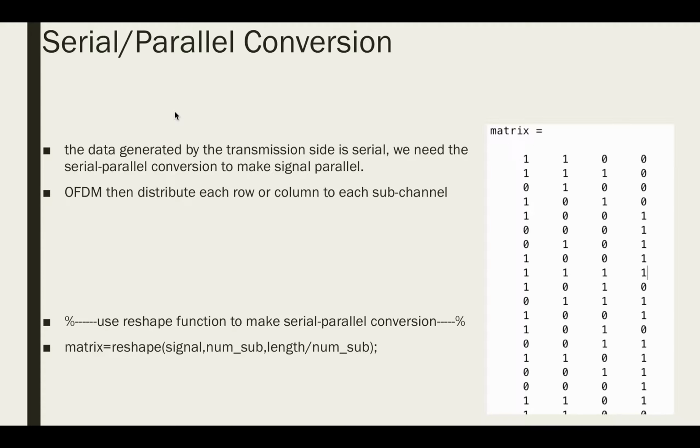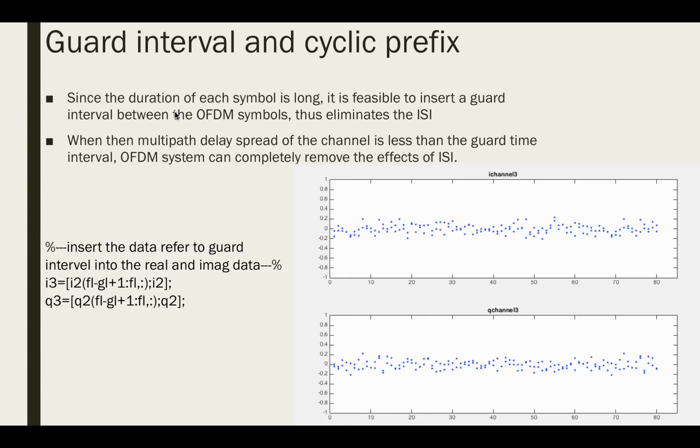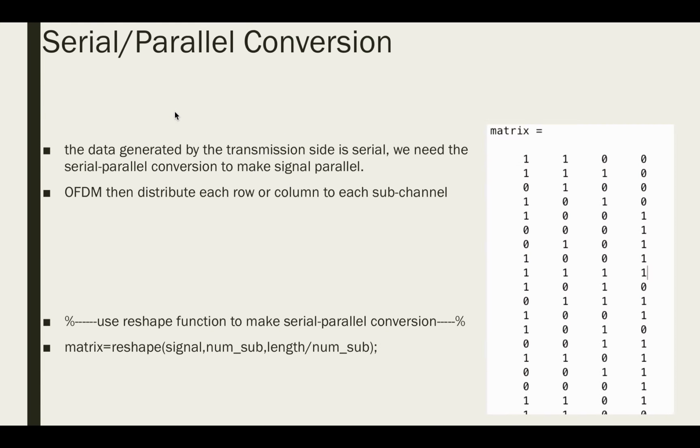And the second part is the serial and parallel conversion. Because the data generated by the transmission side is serial, we need the serial-parallel conversion to make the signal parallel. And then OFDM is able to distribute each row or column value to each subchannel, just like this picture. Just like this picture, the signal is already being distributed. And in MATLAB, I can use the reshape function to make this conversion.